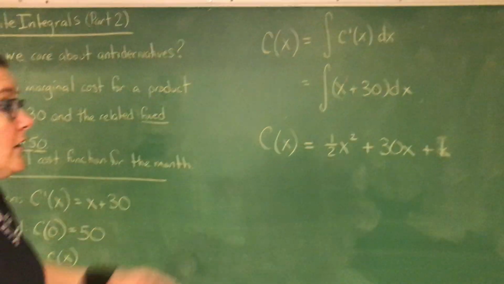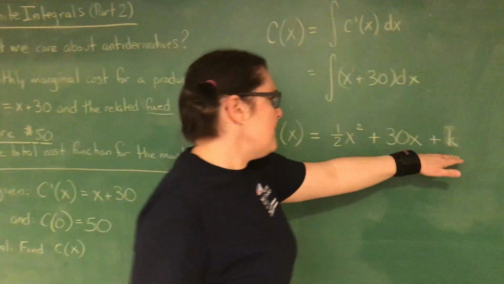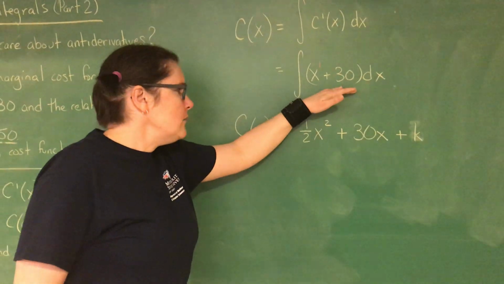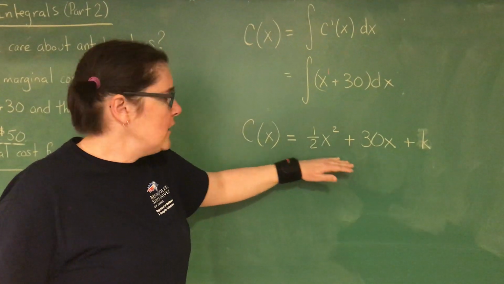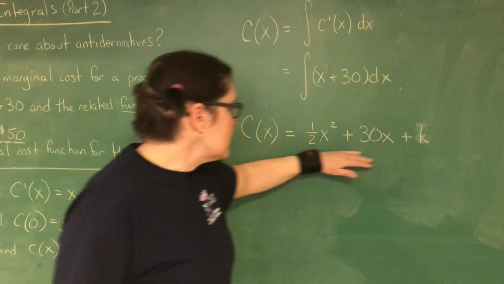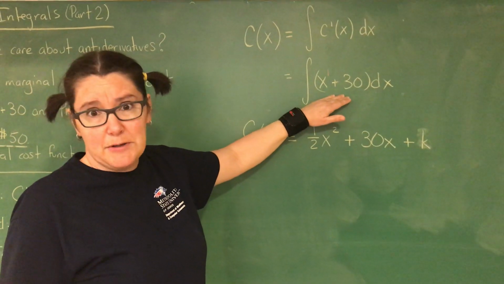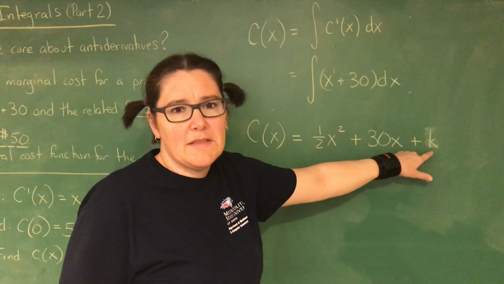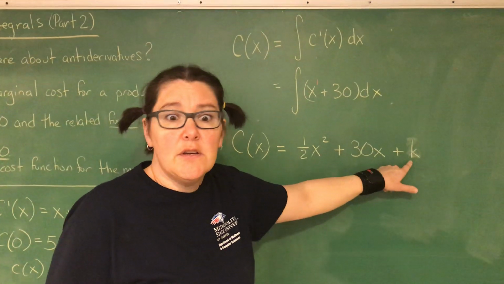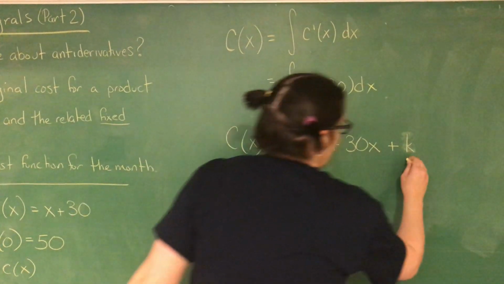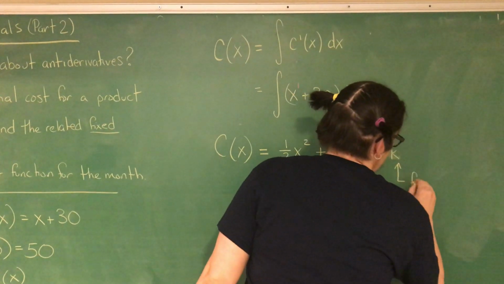Okay, so here's our total cost function, but we have this plus k at the end because when we found our antiderivative, this is a function whose derivative is x plus 30, but we don't know what that number is on the end. So we still need to figure out a value for that k on the end.